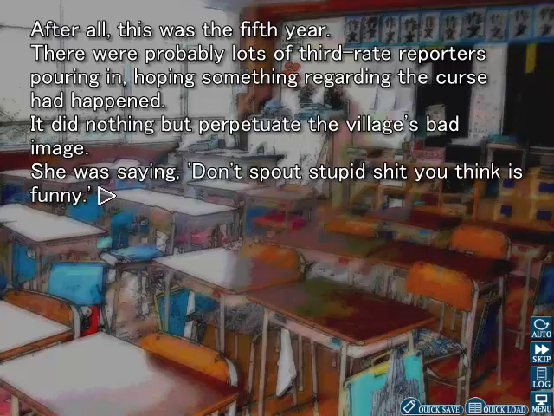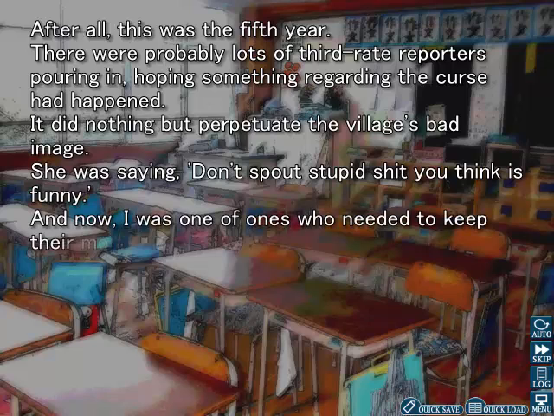I still can't really form sentences in Japanese, not quite to that level yet. Well, I can, but only with phrases that I understand and know where you just swap one word out for the other, because it's a full-on sentence structure that works. It just needs replacing a word or two to give it a different focus. I don't know. Anyways, and now I was one of the ones who needed to keep their mouth shut.